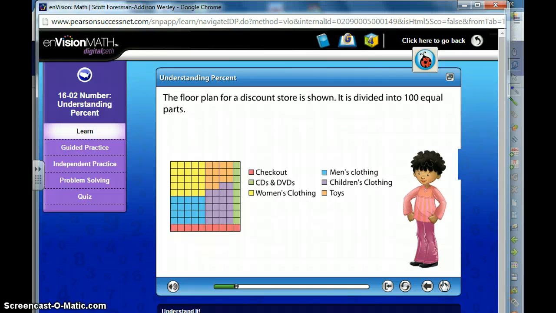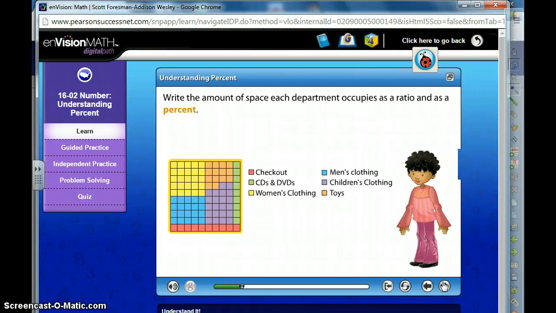The floor plan for a discount store is shown. It is divided into 100 equal parts. Write the amount of space each department occupies as a ratio and as a percent.